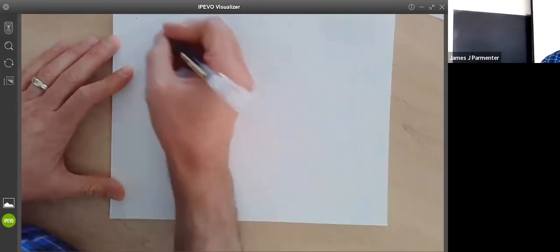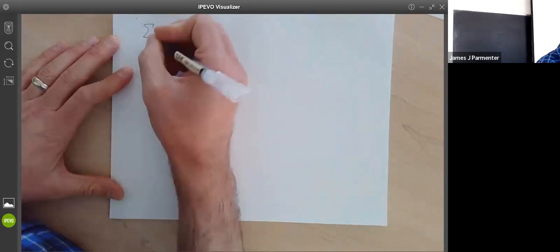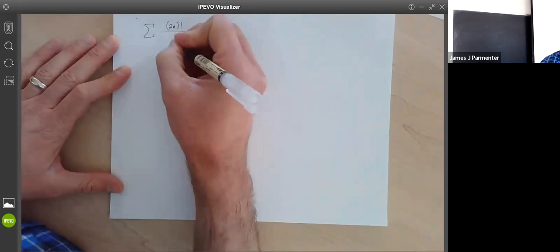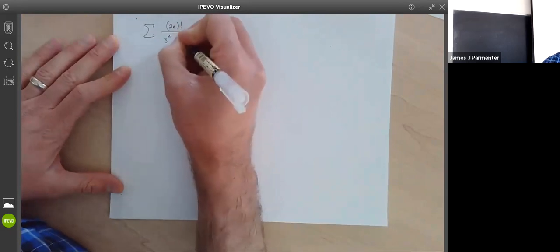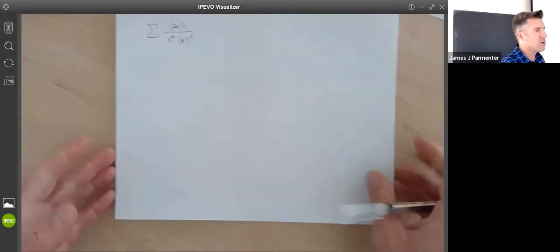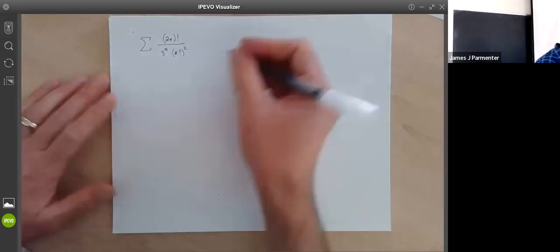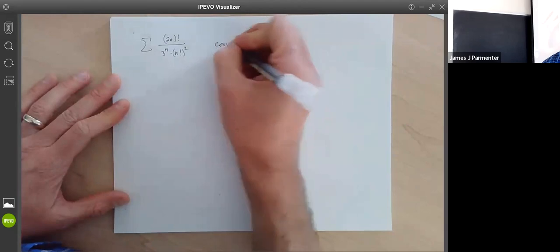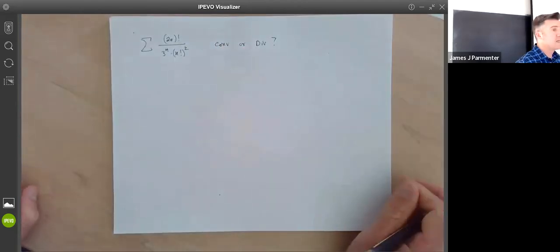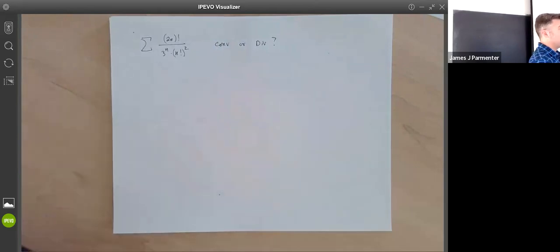Let's say we wanted to look at the sum of 2n factorial over 3 to the n times n factorial squared. I didn't give a starting place because you don't really know where you're starting to ask, does this converge or diverge? This one's going to be a little messy, but it's definitely a ratio test kind of problem, right? There's nothing else we should be trying here other than the ratio test.